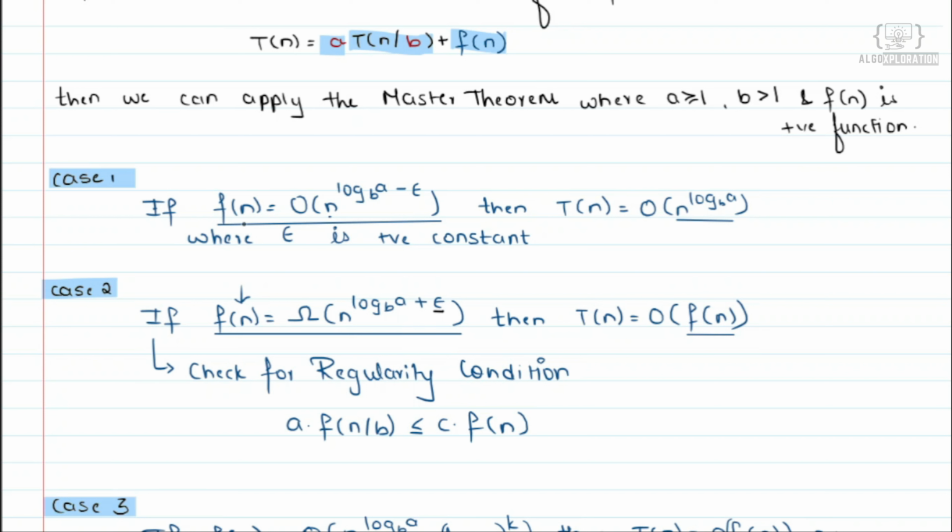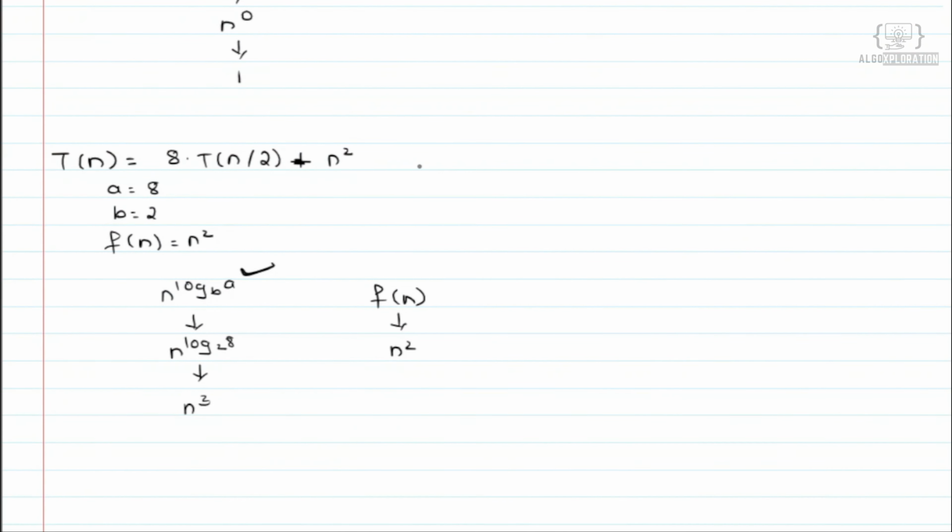It says f of n is equal to order of n raised to log a base b minus epsilon. Here this will be bigger, so we can simply conclude that T of n is equal to order of n raised to log a base b. So the time complexity will be order of n raised to log a base b, that is n cube.